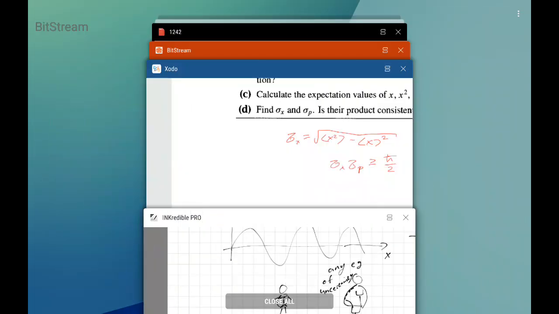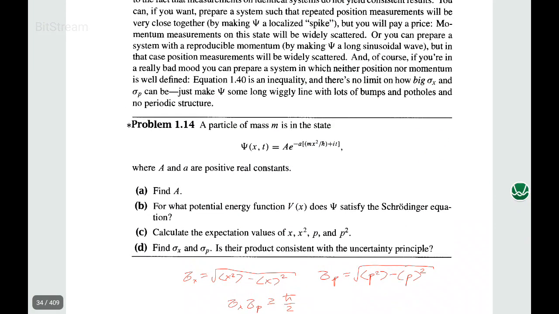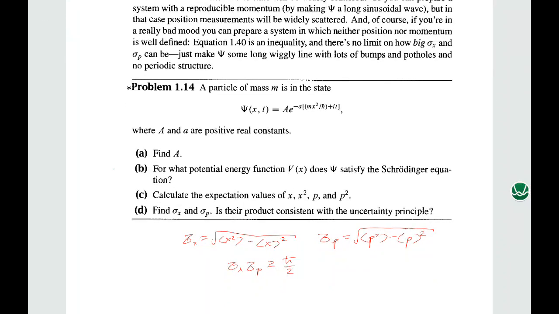But that's it for the uncertainty principle for now. We're not going to get into the mathematical proof until later. And next time we're just going to work on problem 1.14.